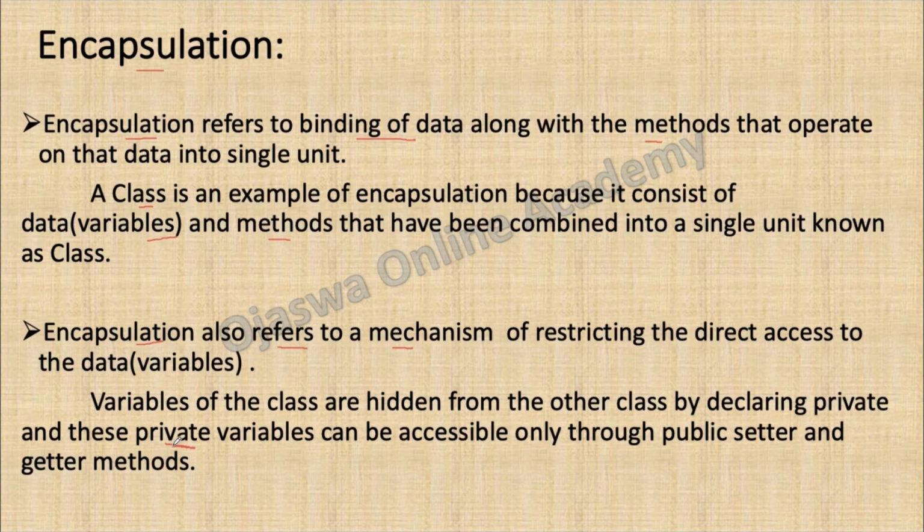So direct access to the variable is not given, but other class might need to access the data. So these private variables can be accessed through public setter and getter methods of the same class. What are setter and getter methods? You need to write a public method to set the value of the private variable and get the value of the private variable. So whoever wants to access the variables, the only way to access the variable is through these public methods. Encapsulation is also known as data hiding.